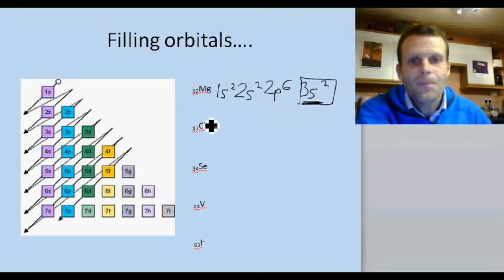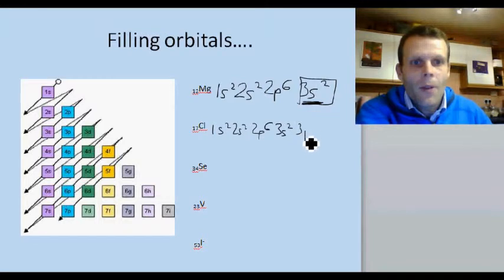Do the same with chlorine. We're going to go 1s2, 2s2, 2p6, 3s2, 3p5. 2, 4, 10, 17, there we go. So that's the electron configuration of chlorine.